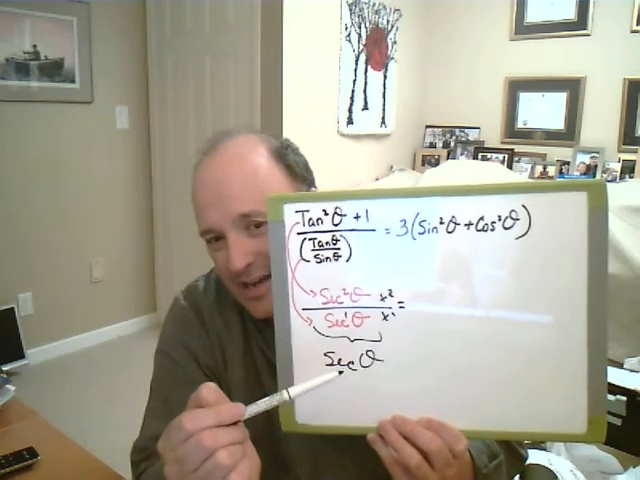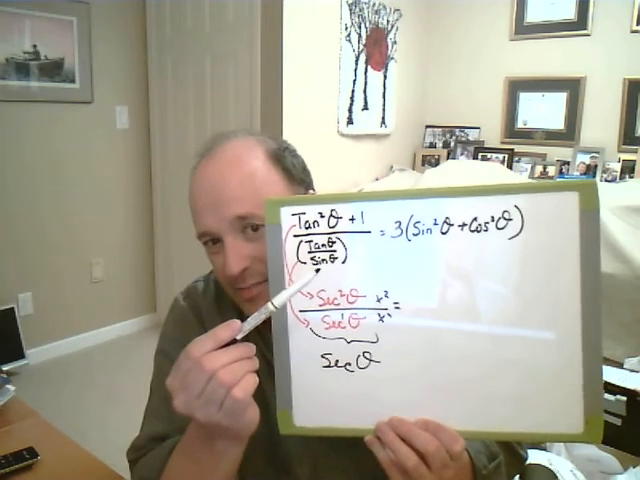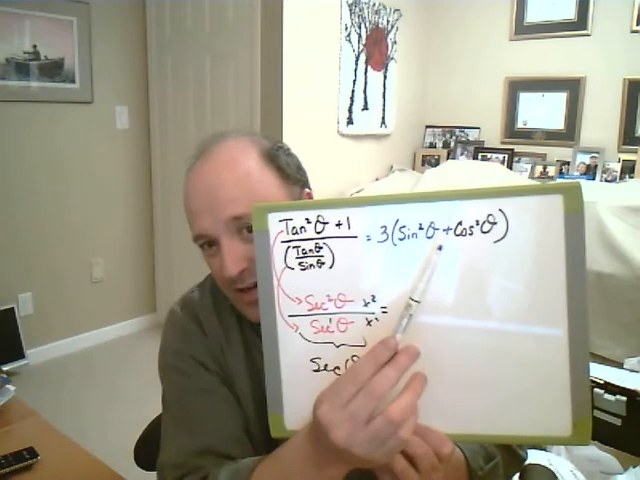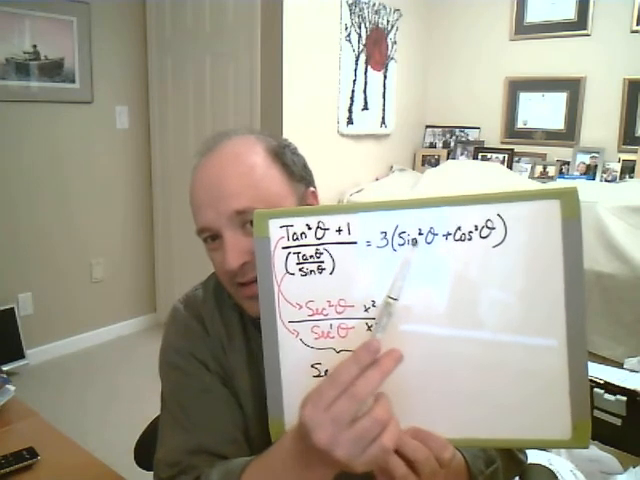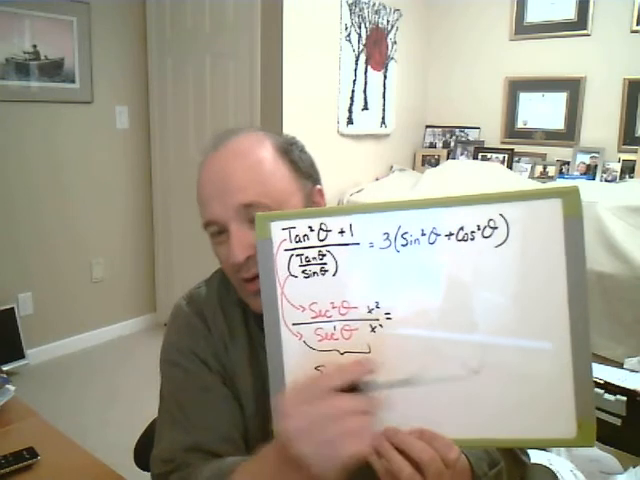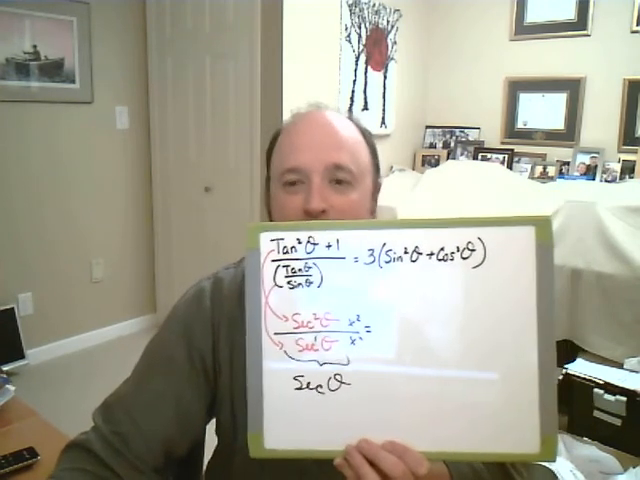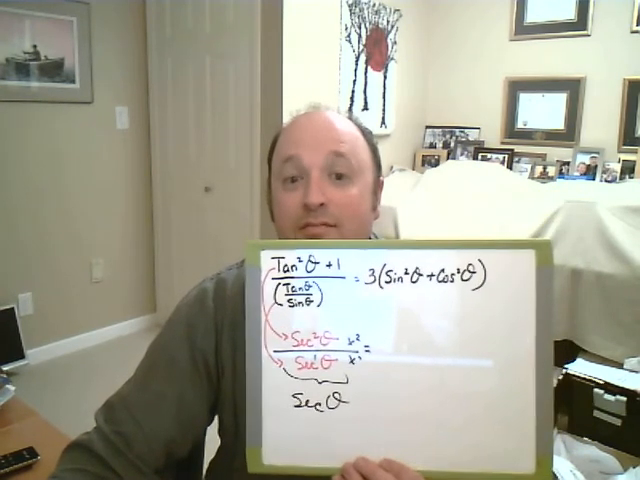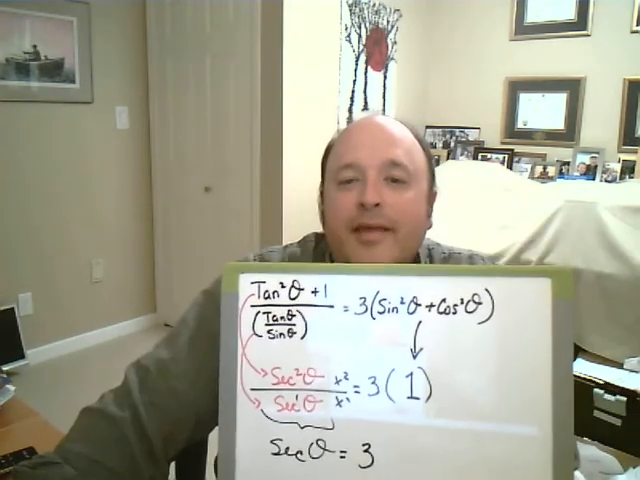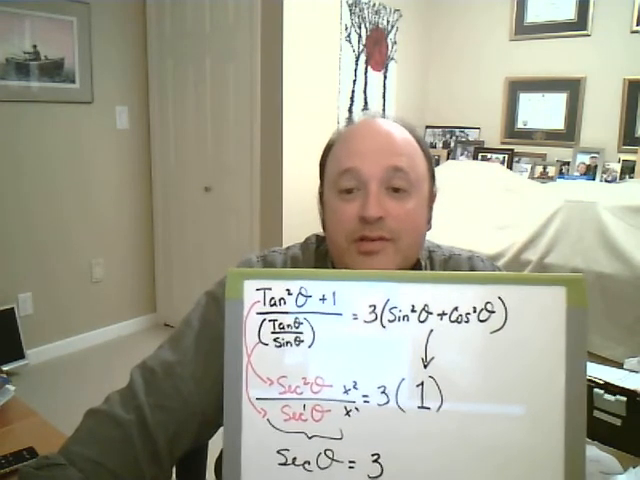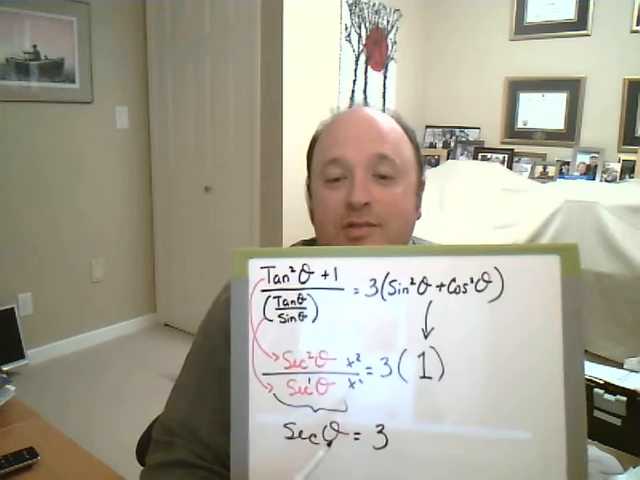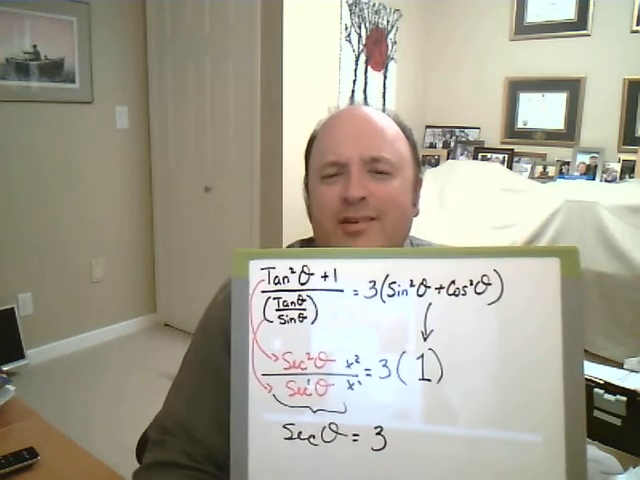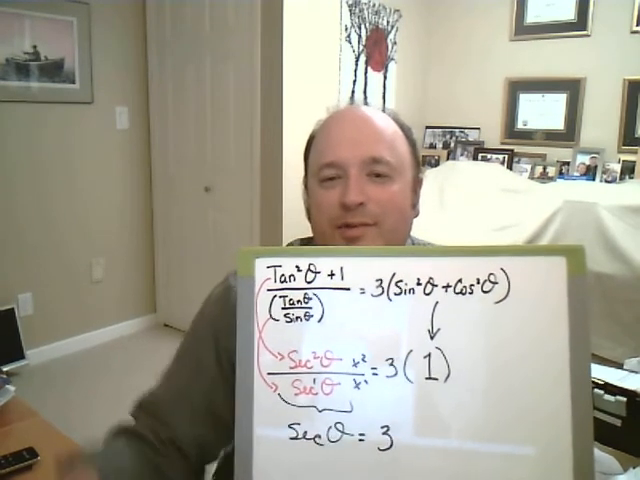So I've disguised this in this manner, and I've also made a disguise over here. Can you find from one of your Pythagorean identities what sine squared plus cos squared is equal to? Make that change on the other side of the equal sign. See what you get. That's right. Sine squared plus cos squared is equal to 1. So this is just 3 times 1, which is just 3. So now you have a very easy question to solve, right? Secant theta is equal to 3.